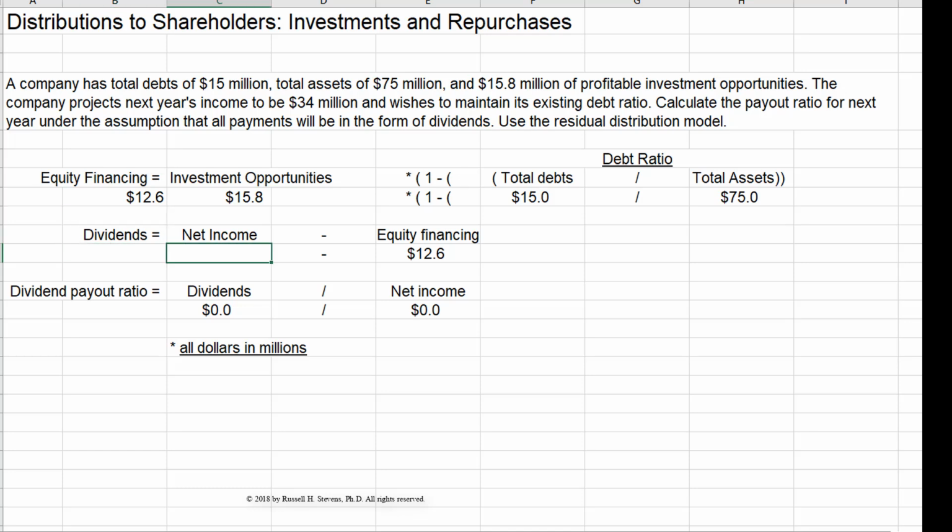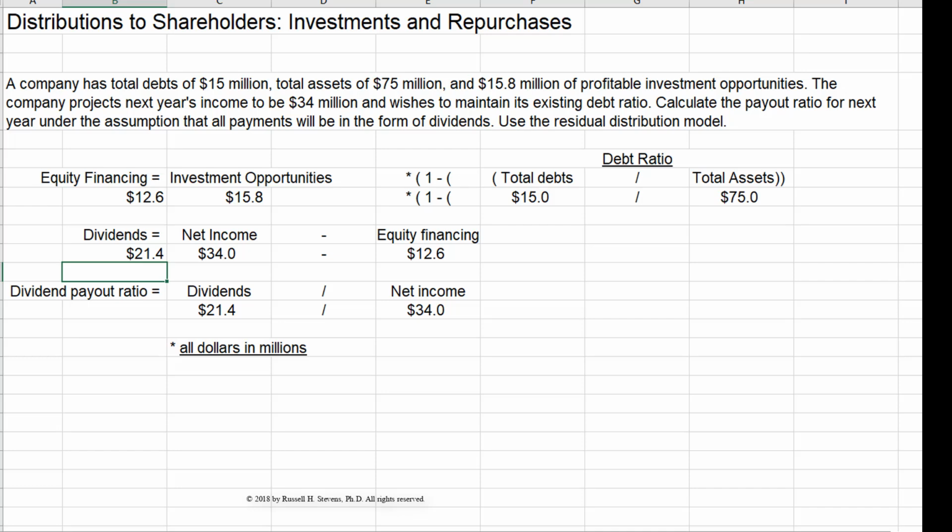Highlight the workbook cell under Net Income and type in 34.0. Highlight the workbook cell under Dividends, type in an equals sign. Highlight the 34.0, type in a minus sign. Highlight the 12.6 and press enter. The projected dividends for the following year are $21.4 million.